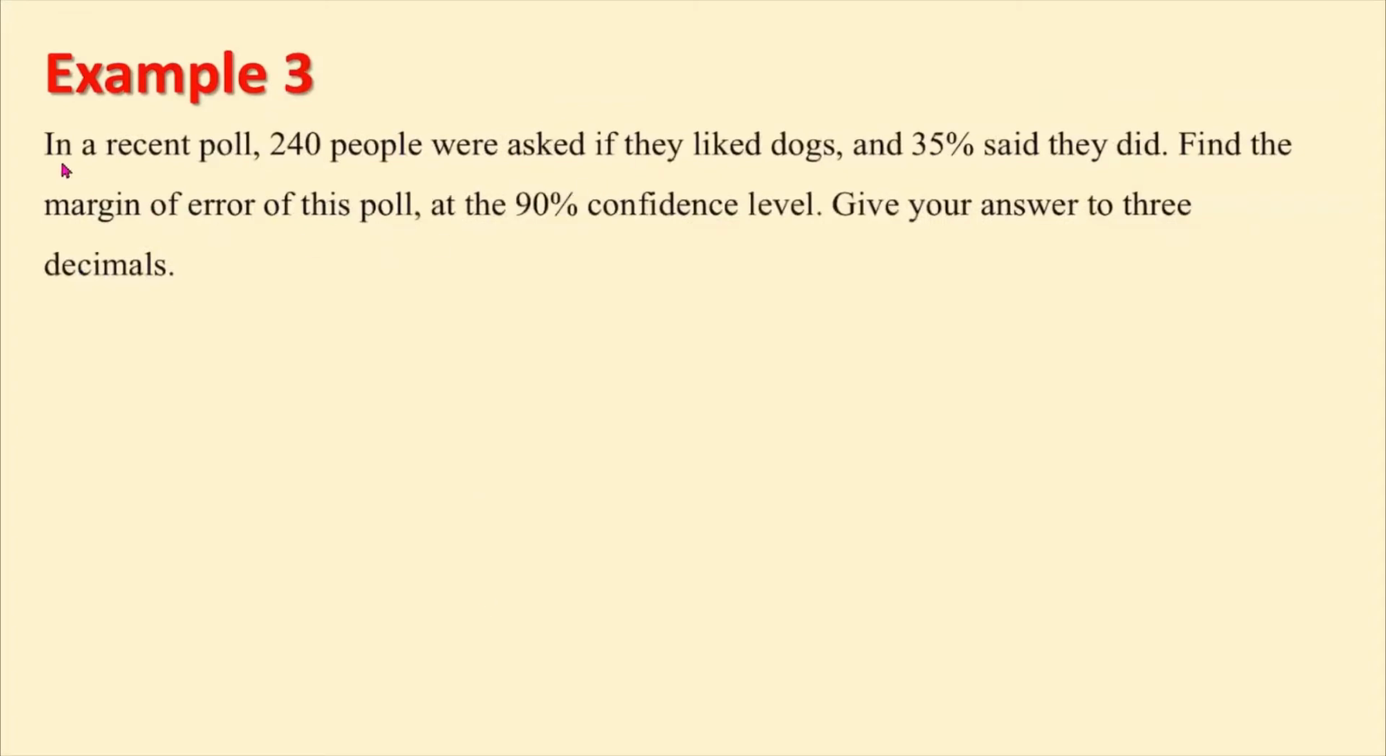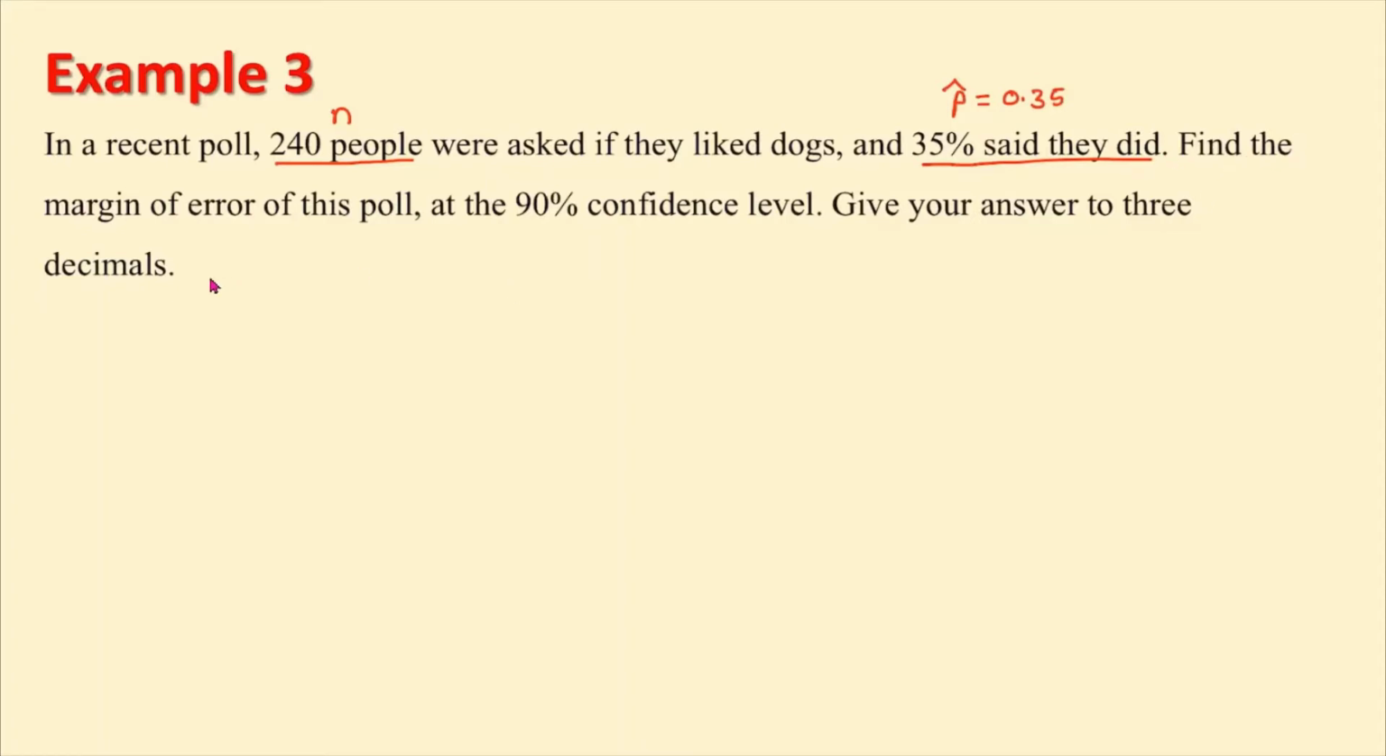Example 3. In a recent poll, 240 people were asked if they like dogs. So here the value of N is 240. And 35 said they did. So the proportion of the people who said they like dogs, P hat, is 0.35.